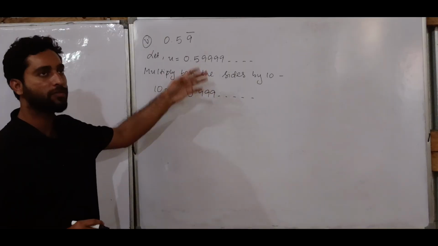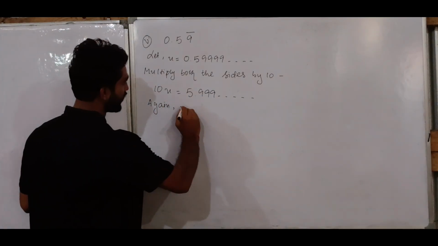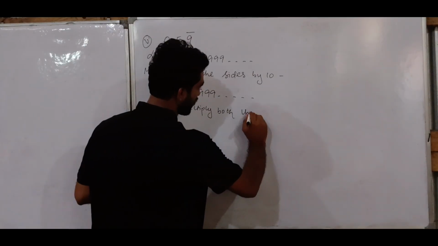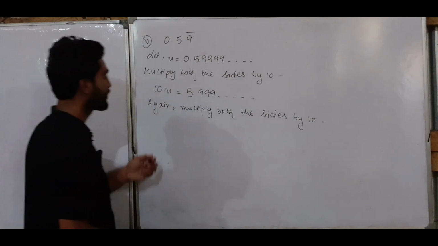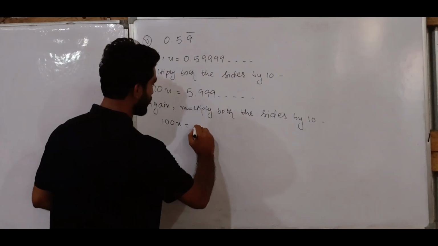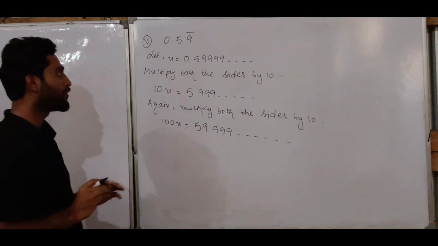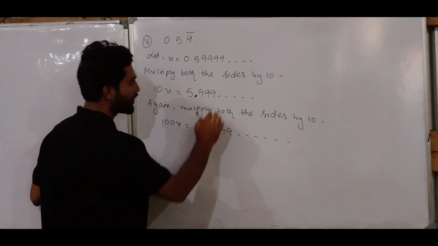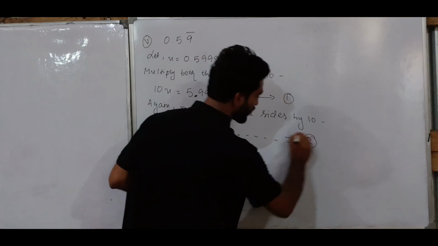So in this case what you have to do? We have to multiply again by 10, both the sides by 10. So this will be 100x and this will be 59.9999 like this. Now you see we got the two equations where after the decimal point the digits are the same. So we can consider this as equation 1 and this as equation 2.